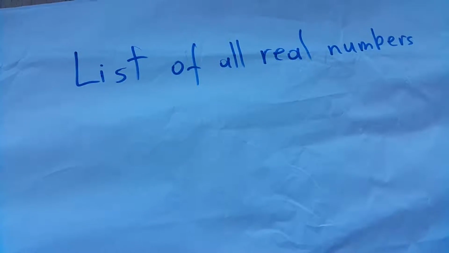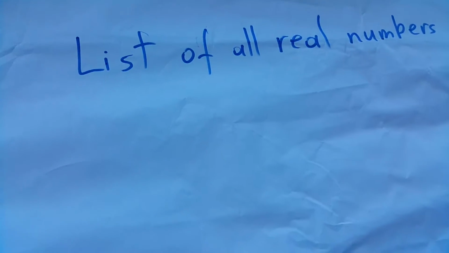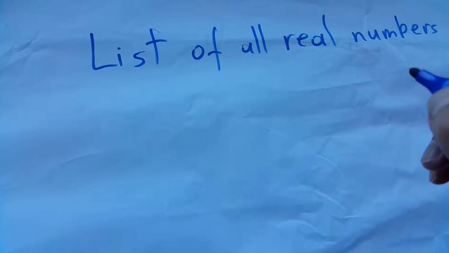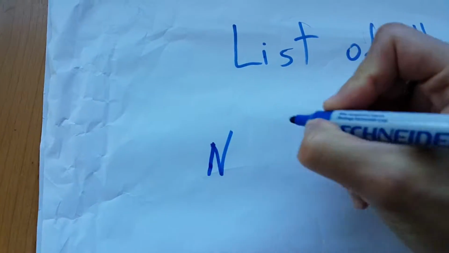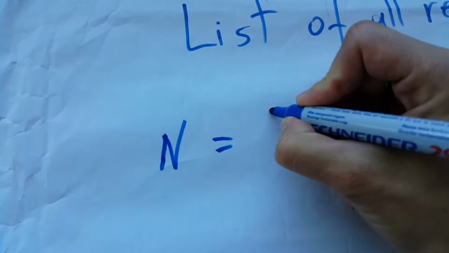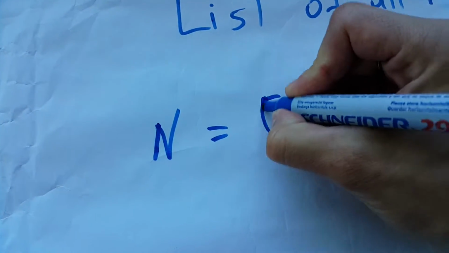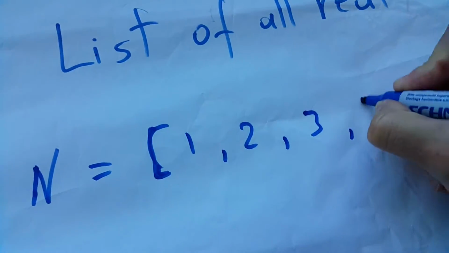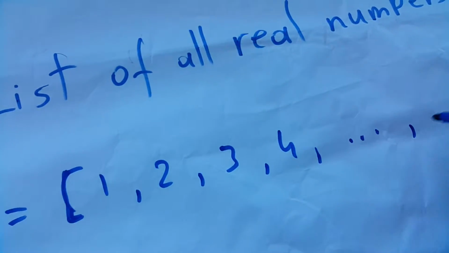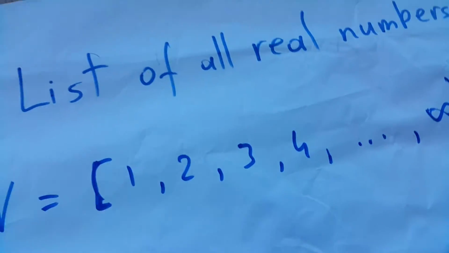Okay, let's do the list of all real numbers. So let's start first with natural numbers, n. So the list goes like this. It's actually including 1, 2, 3, 4, and so on up to infinity, but not including infinity.